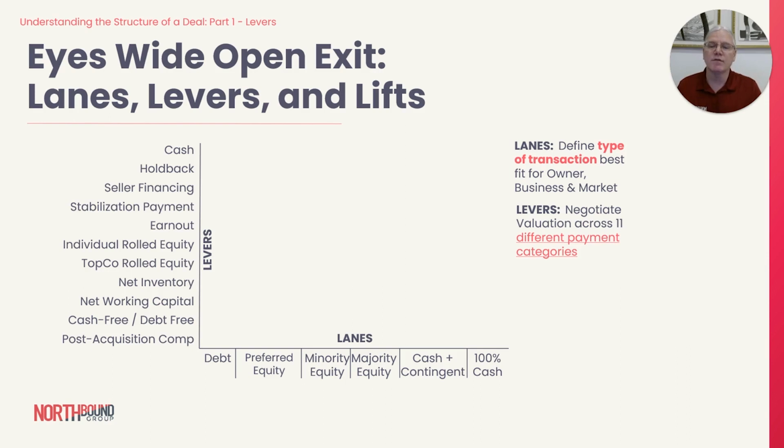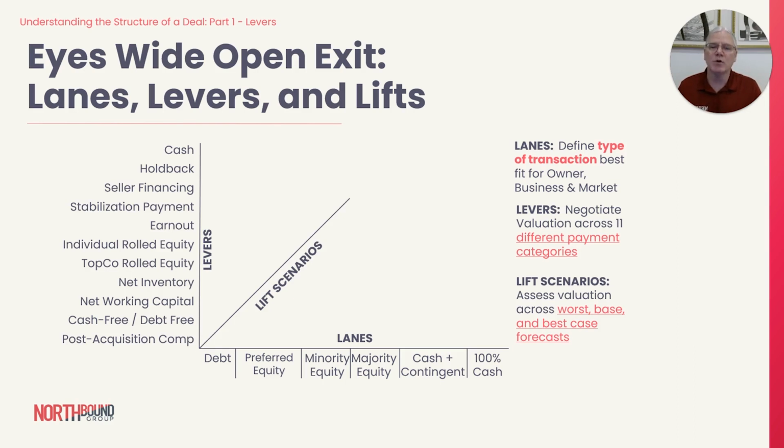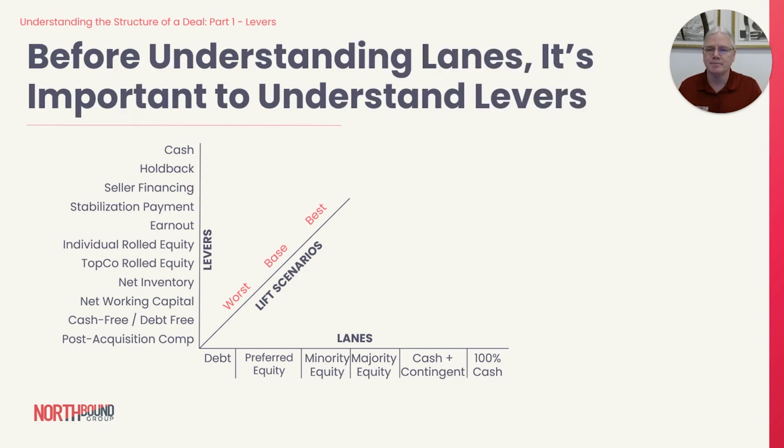Next up is levers. These are the 11 different ways that you can get paid, as you can see alongside the left. And then the third one is the ability to match up your lanes and your levers with various lift scenarios in your business. And those are the worst, base, and best case scenarios that you have so that you can see a range of outcomes for your transaction.